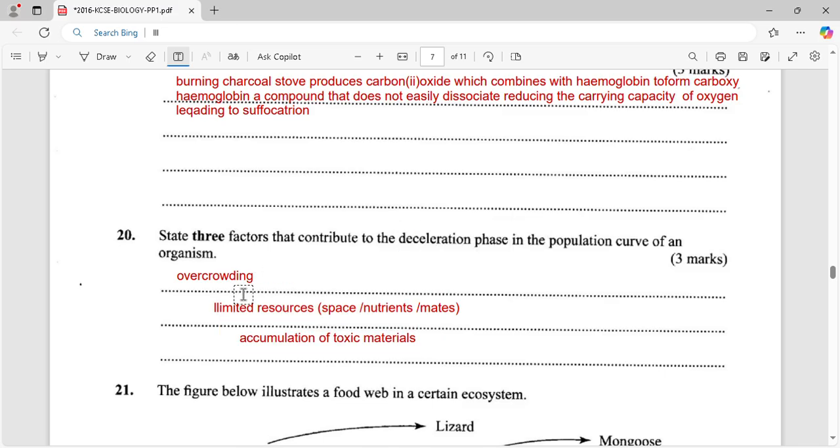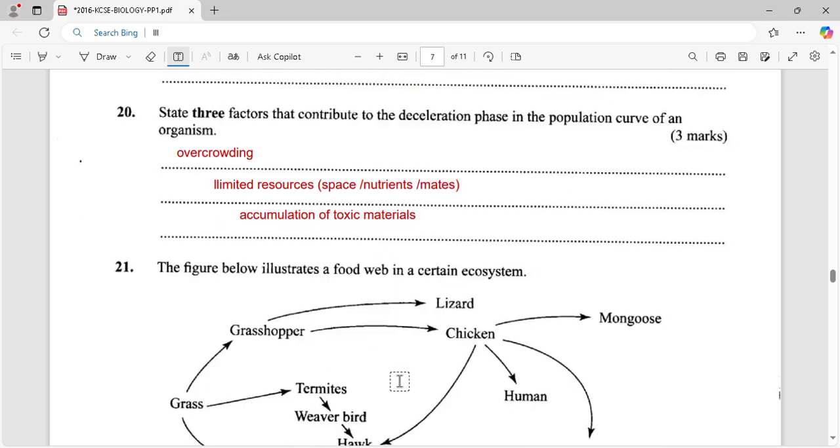Whereby you have overcrowding. When organisms are overcrowding, their population reduces. When there are limited resources such as space, nutrients, and mates, the population also reduces. Then when there is accumulation of toxic materials, the population is also expected to reduce.